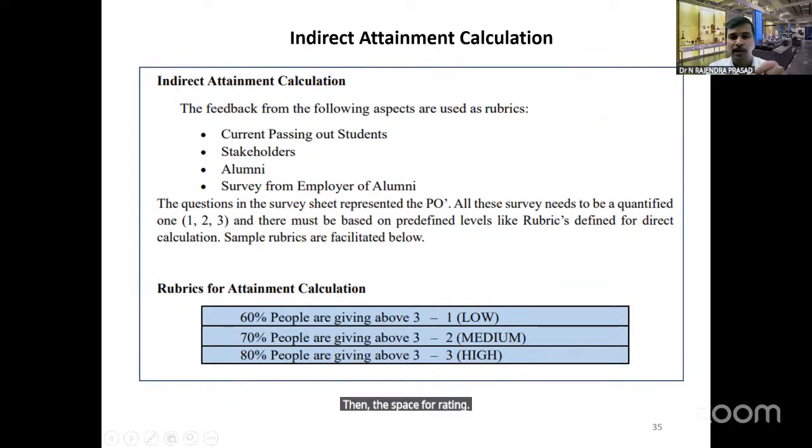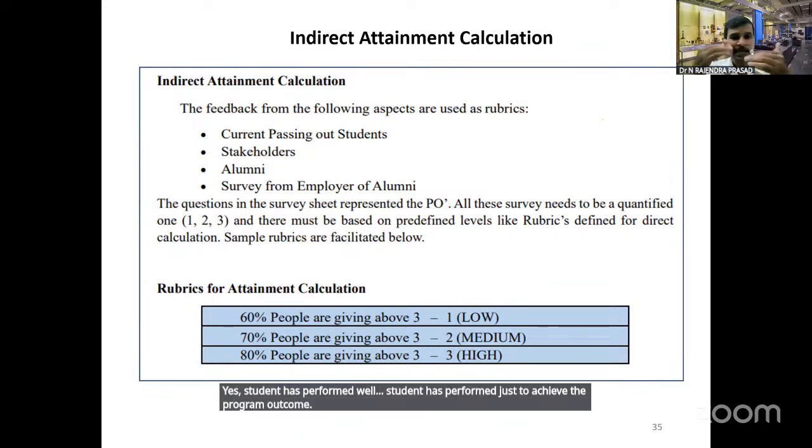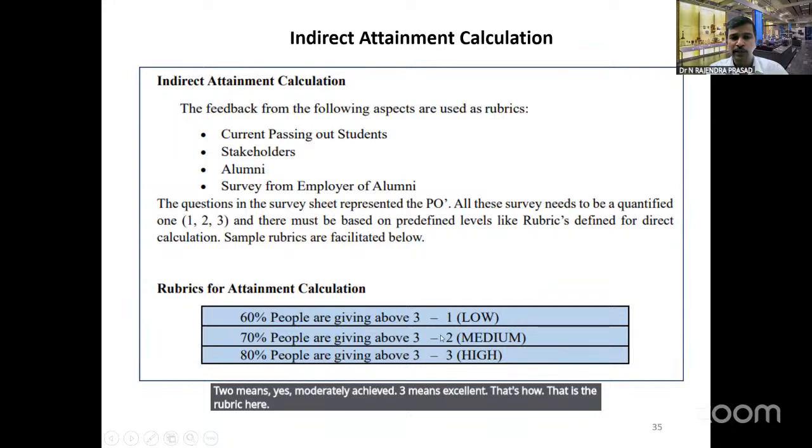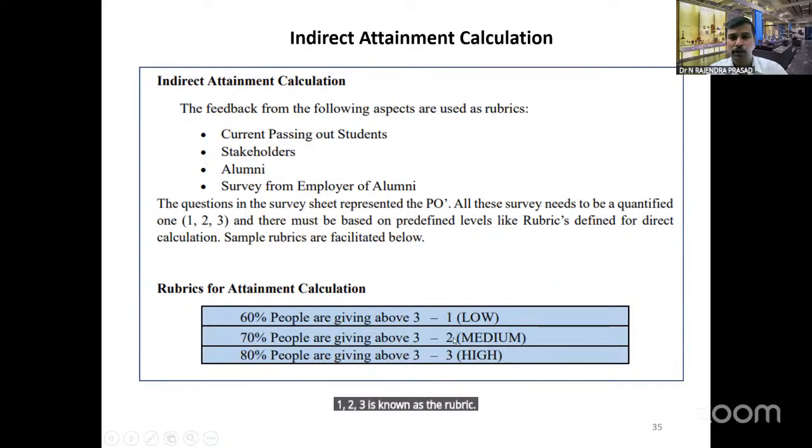How do the respondents rate? In between 1 and 3. What does this mean? 1 means, yes, the student has performed just enough to achieve the program outcome. 2 means, yes, moderately achieved. 3 means excellent. That is the rubric here. 1, 2, 3 is known as the rubric. Here you can see number 1, 2, 3, low, medium, high is the rubric. This is an indicator represented by the respondent to give the response about the performance.